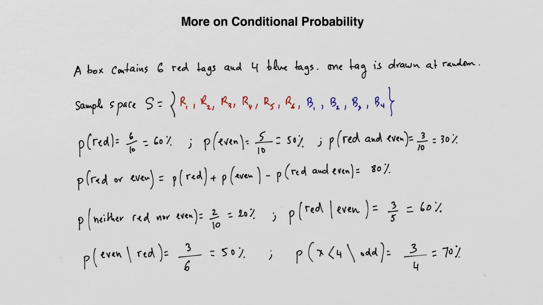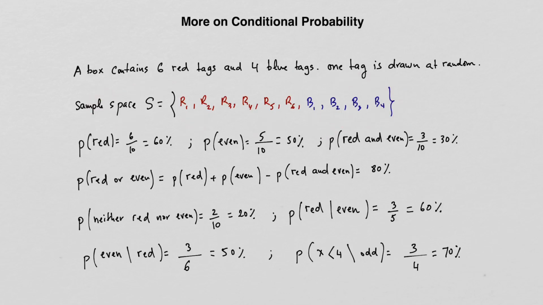So let's just imagine you have a box that contains 6 red tags numbered 1 through 6 and 4 blue tags that are numbered 1 through 4. And you're going to pick one tag at random from the bag. And we want to calculate some probabilities. One of the things that will always help you find the denominator, almost everywhere, is to figure out your sample space, basically all the possible outcomes.